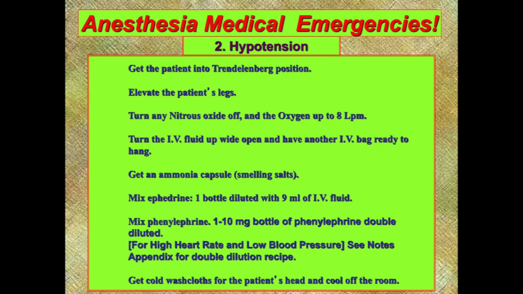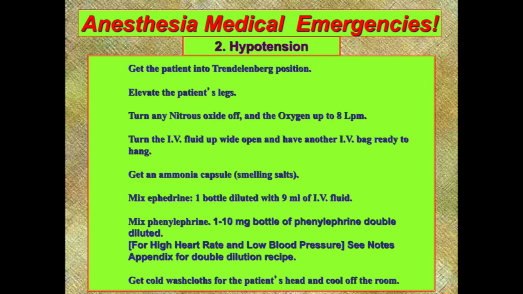position, elevate their legs. You may have to lift them up in the air to get blood toward their brain and their central circulation. Crank up the oxygen, crank off the nitrous, open up their IV fluid to get their pressure up with fluid intravenous, and have another bag ready so it doesn't run out. In some states, you need to have an ammonia capsule there. I really don't use that for a hypotensive patient, but check your state's rules to see if you need an ammonia capsule.